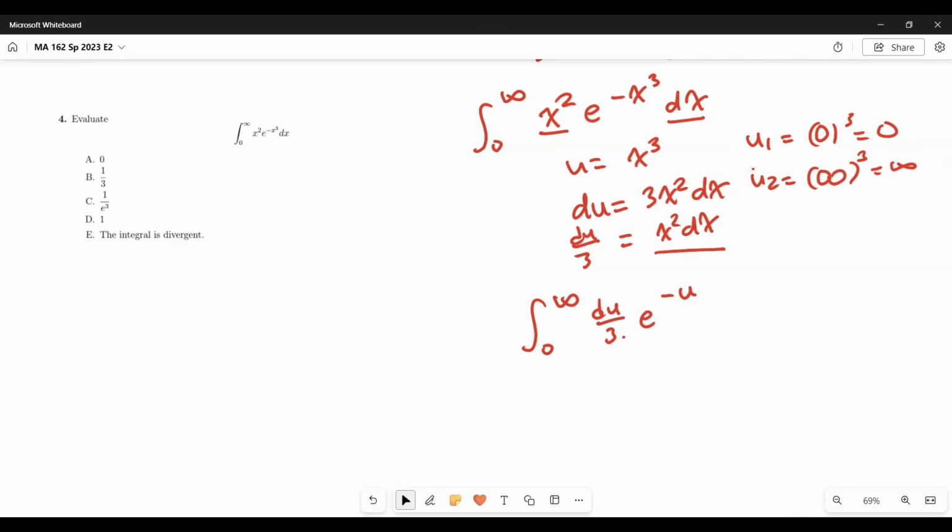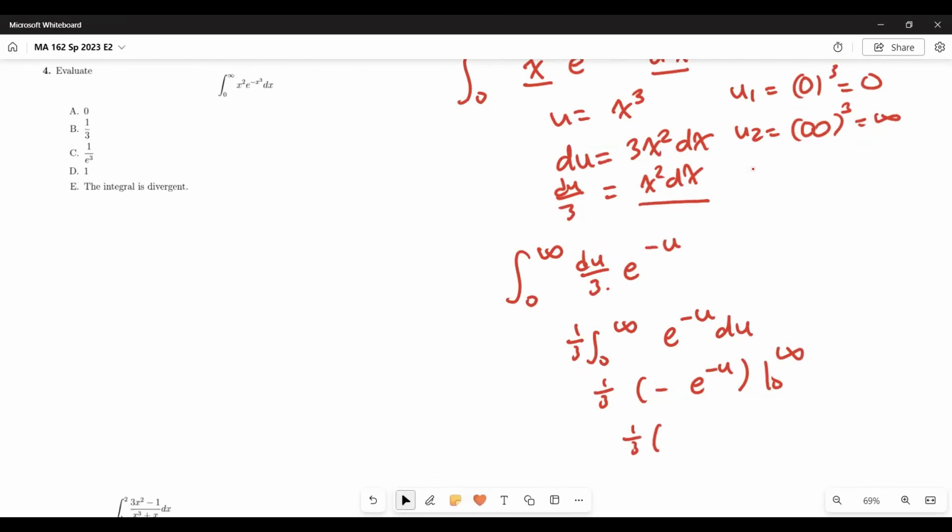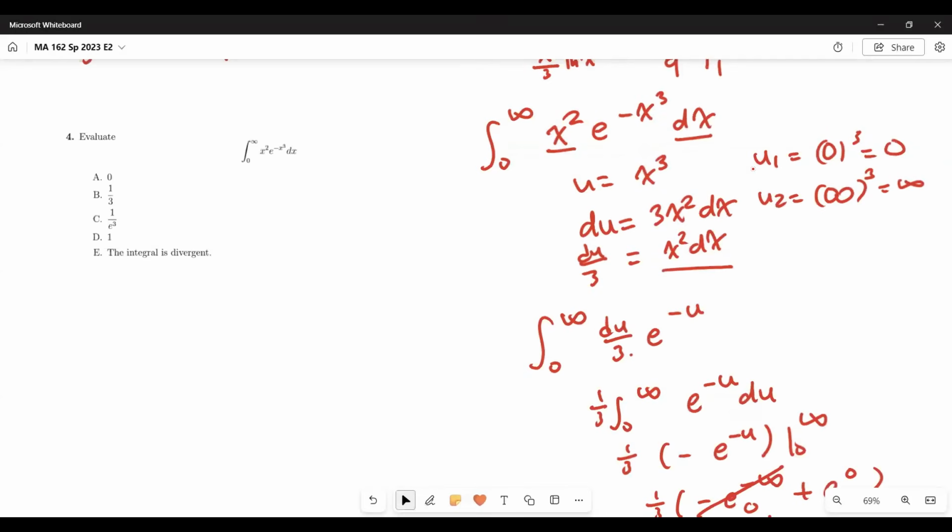So let's take out 1 over 3. 1 over 3, 0 to infinity, e to the negative u du. If you integrate it, this becomes 1 over 3, negative e to the negative u, from 0 to infinity, and this will be just 1 over 3 times negative e to the negative infinity plus e to the 0. Negative e to the negative infinity will just go to 0, and e to the 0 is 1, so this is just 1 over 3. So the answer for this question is B.